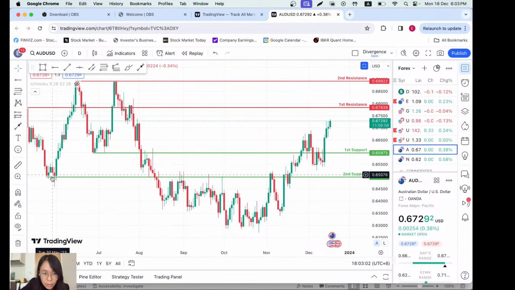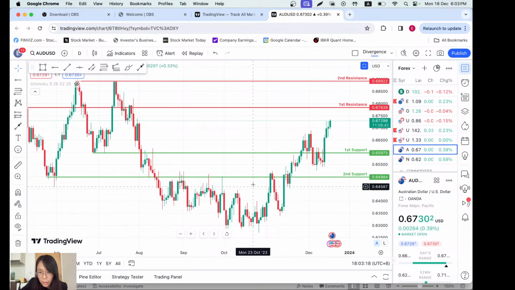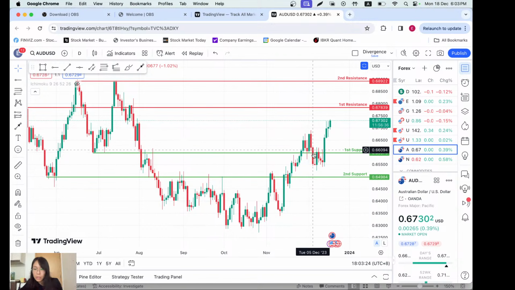You can see that for this support, it bounced off, and over here the price has broken through. It has been testing this second support level but was unable to break through. It's not until here that the price broke through the second support and moved up to the first support level.